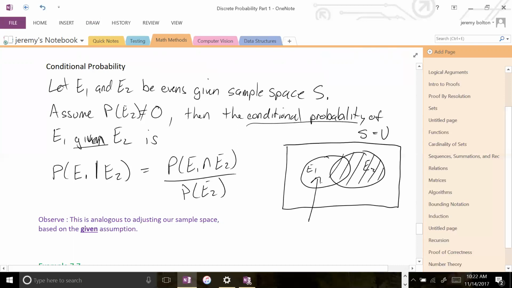Well, all of the items out here can no longer occur. They're not possible because we've stated we're conditioning on the assumption that E2 has occurred. So our new estimate of E1 is simply the ratio of the measure of items in here over the measure of the items in E2. Thus, the probability of E1 and E2 occurring, that's the items here in the intersection of E1 and E2, divided by our new universe, the probability of E2. Any questions about that? Conceptually speaking, what we're doing is changing our sample space S to be E2 when we're computing the probability.